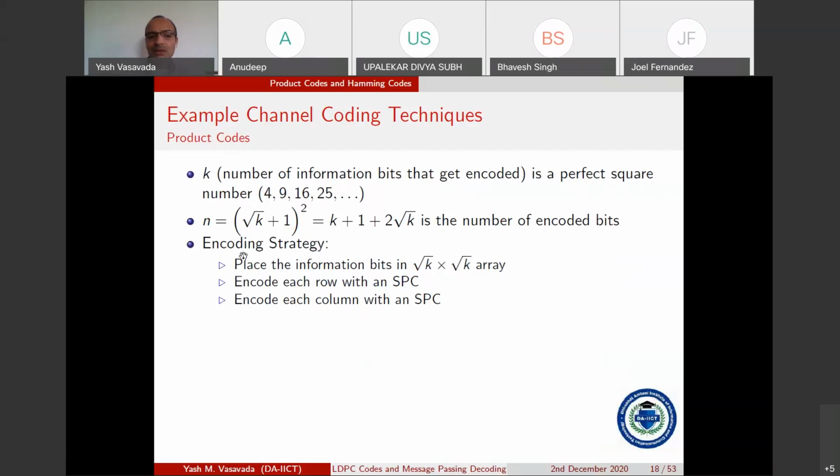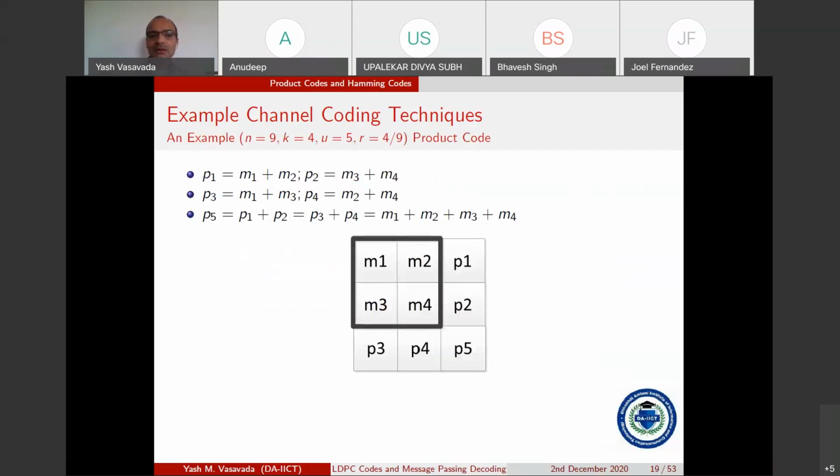And what are the encoding methods? What we do is we take the information bits and make them into a square array, and then we encode each row with an SPC code and each column also with an SPC code. So here is an example for a rate 4/9, k equal to 4, n equal to 9 product code. We have 4 message bits, M1, M2, M3, M4. So we put them in this square.